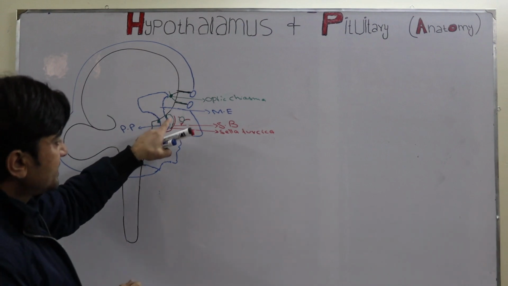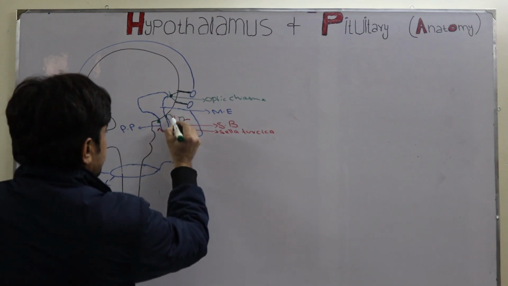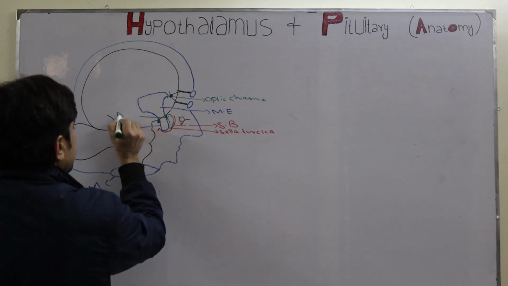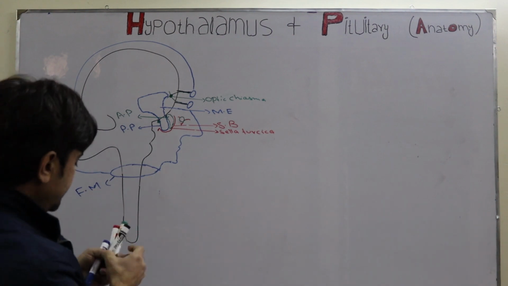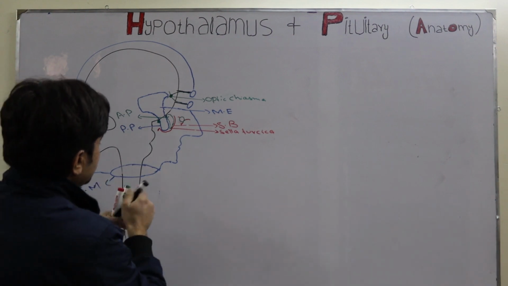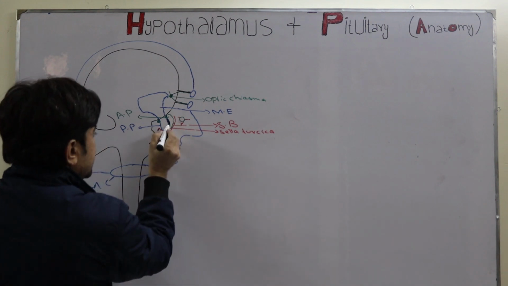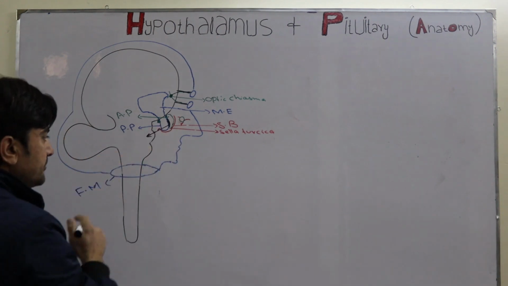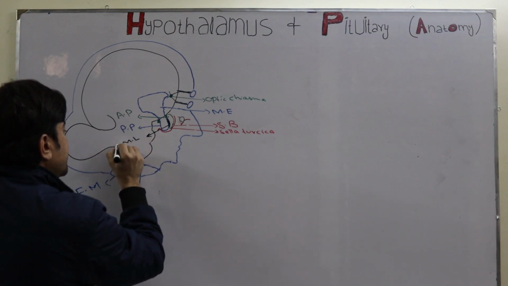This structure is called anterior pituitary because it is present at the anterior side. So this is the anterior pituitary. Some cells of the anterior pituitary occupy this region, the region between anterior pituitary and posterior pituitary. These cells which are present between anterior pituitary and posterior pituitary are called median lobe or intermediate lobe.